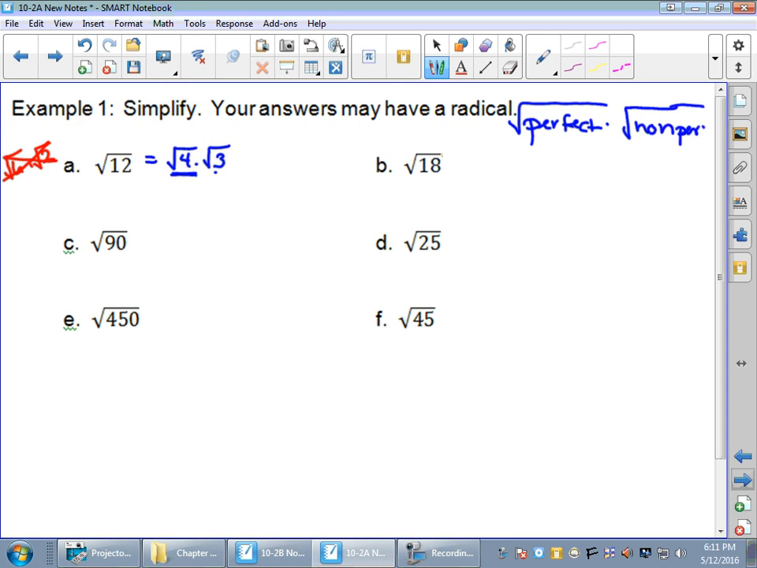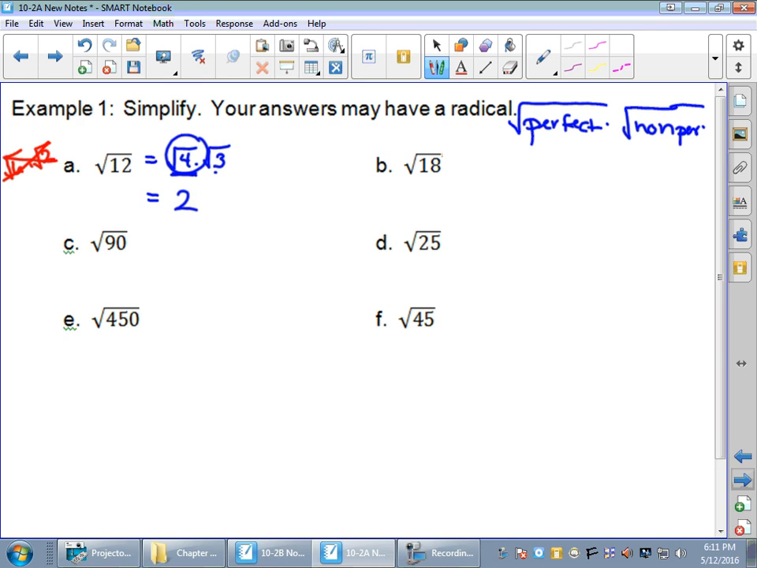If you set it up that way, the perfect radical will turn into a whole number. So you're going to ask yourself in the next line, what is the square root of 4? Well, the square root of 4 is 2. When you ask about the square root of 4, you're asking, what do you multiply by itself to give you 4? The answer is 2.